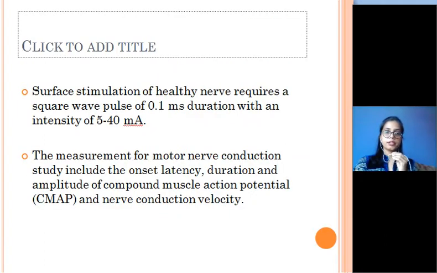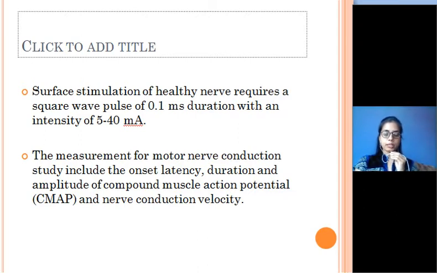Now, the surface stimulation of a healthy nerve requires a square wave pulse of 0.1 millisecond duration with an intensity of 5 to 40 milliampere. The intensity refers to a visible or palpable contraction in the muscle supplied by a specific nerve. The parameters of measurement of motor nerve conduction velocity are onset latency, duration, amplitude of compound muscle action potential, and nerve conduction velocity. We will be discussing each of these parameters.